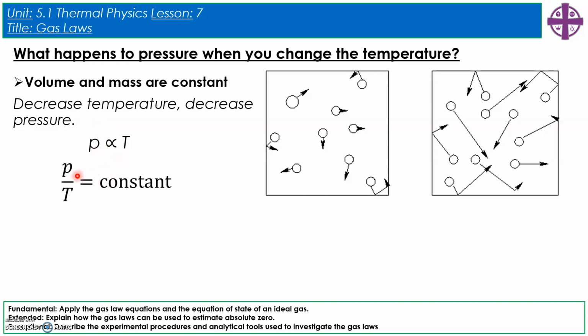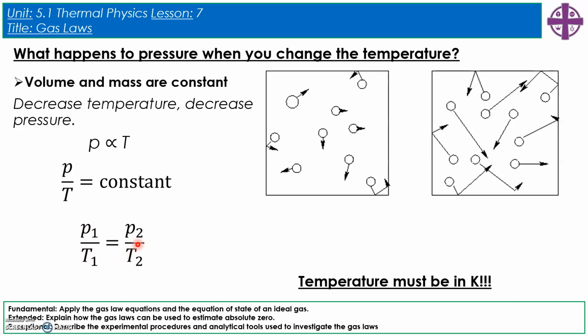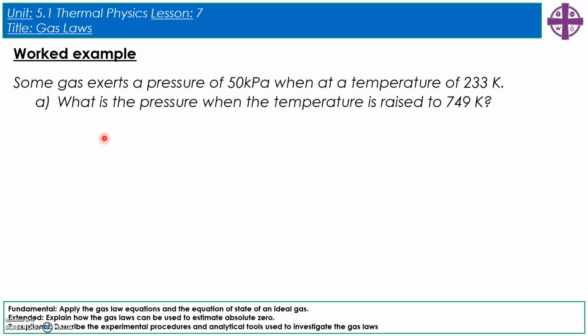We can rearrange that and introduce an equals constant, so we get P over T equals a constant. That means that P1 over T1 would equal P2 over T2, where this is before the change and this is after the change. For this to work, temperature must be in Kelvin. If you don't have temperature in Kelvin, this will not work. So do not forget to change degrees Celsius into Kelvin here. Let's have a look at an example of this.